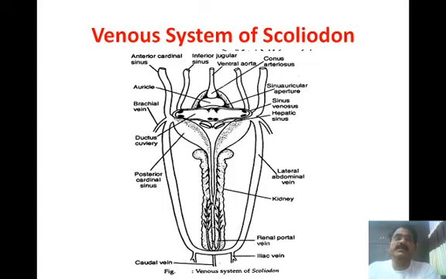are broadly categorized into four types. First, the cardinal system, which collects the blood from the anterior most part and the posterior most part of the body. The cardinal system is of two types: the anterior cardinal system and the posterior cardinal system. Then there are the hepatic sinuses, the cutaneous sinuses and the ventral sinuses, which collect the blood from the different parts of the body.